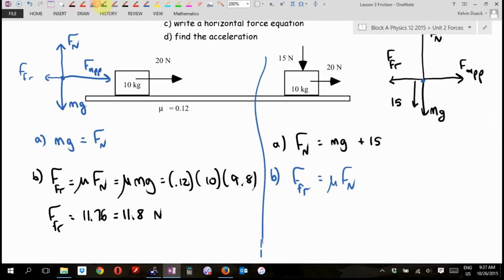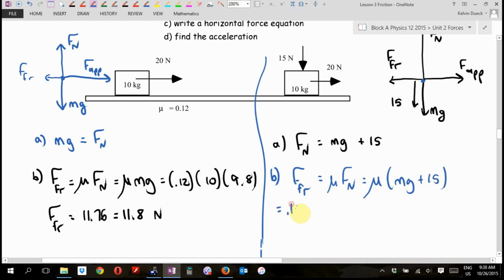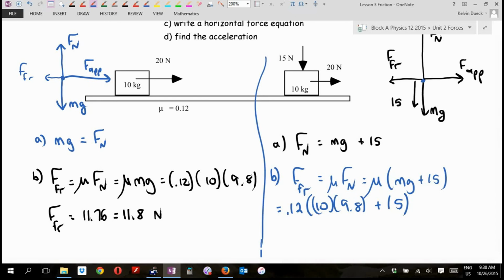So it's going to be mu, and then I guess I'll put it in brackets because it's that whole thing. Right? It's going to be 0.12 times 10 times 9.8 plus 15. Can I do this one in my head? Let me see. 10 times 9.8 is 98 plus 15 is 113. 0.12 times 113 is going to be 11.3 plus 2.26. So it's going to be 13.56. Or am I off? No, that's it. I can do math in my head.